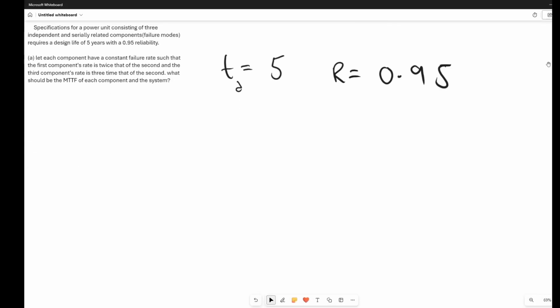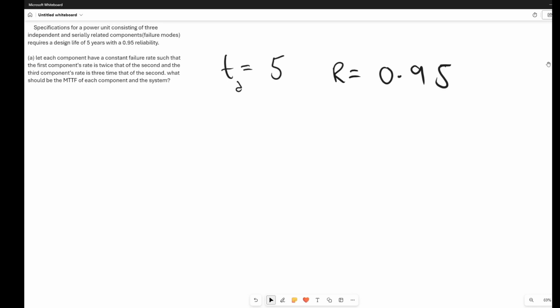Specifications for a power unit consisting of three independent and serially related components require a design life of 5 years with a 0.95 reliability. Let each component have a constant failure rate such that the first component rate is twice that of the second, and the third component rate is three times that of the second. What should be the mean time to failure of each component in the system?